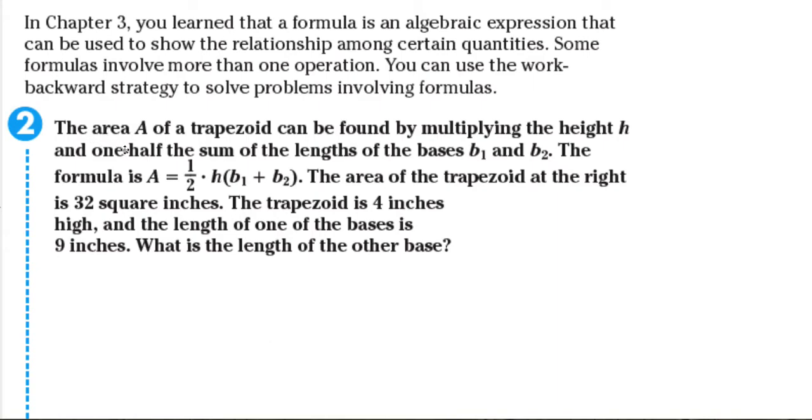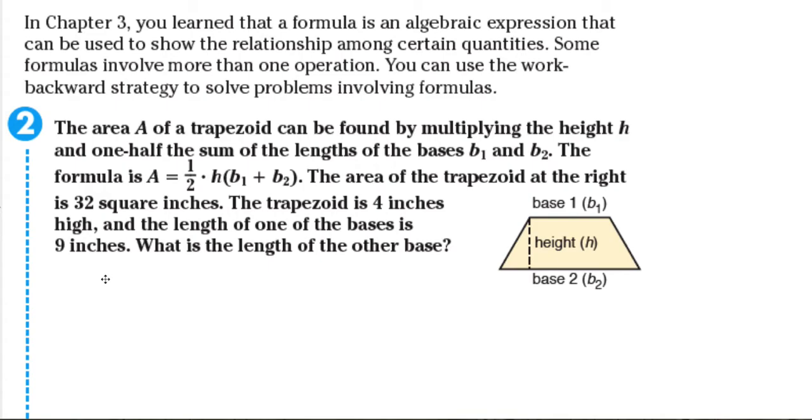The area A of a trapezoid can be found by multiplying the height and 1/2 the sum of the lengths of the bases b sub 1 and b sub 2. The formula is A equals 1/2 times the height times the quantity b sub 1 plus b sub 2. Okay, so the area of the trapezoid at the right is 32 square inches. The trapezoid is 4 inches high, and the length of one of the bases is 9 inches. What is the length of the other base?